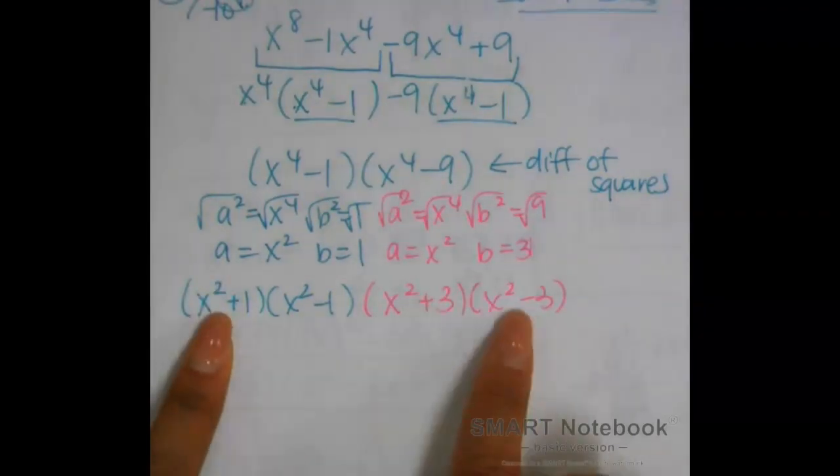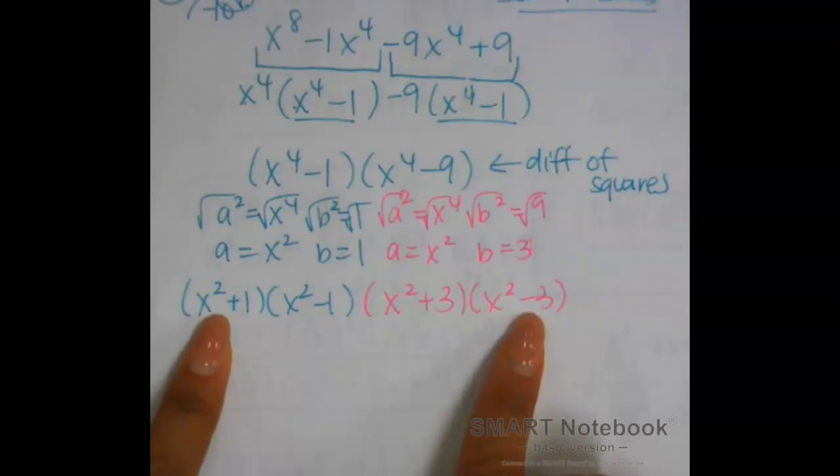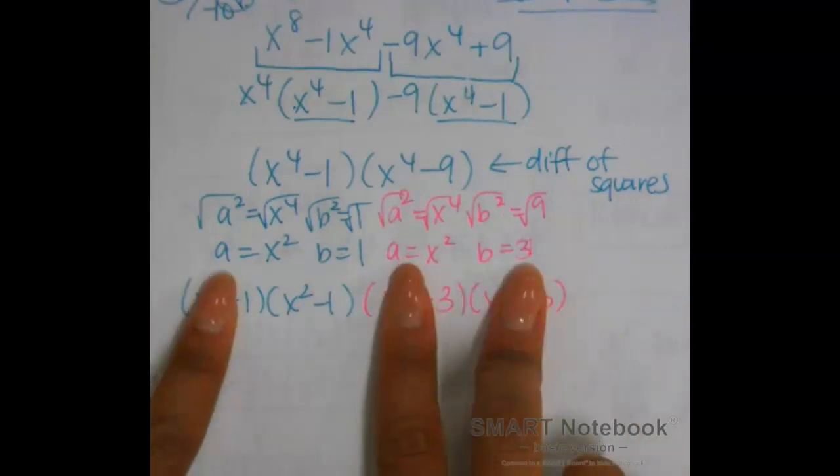And let me ask you this. The only one I might be able to simplify is x squared minus 3. Can you take the square root of 3? No. So these 3, let me cover them up with my fingers, cannot be simplified. This middle one, though, you can simplify one more time.